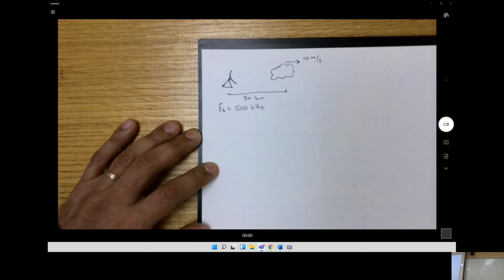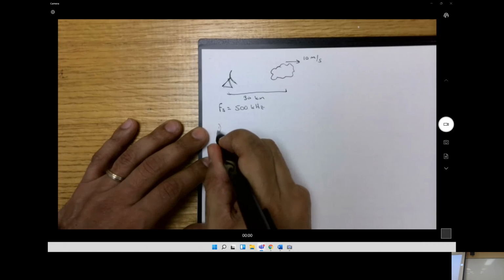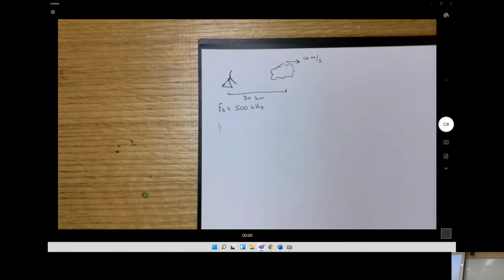Okay, so a couple of things I want to know. You can imagine that the radar is sending pings, little bursts of the signal. It sends a ping, waits for the ping to come back, and then looks at the shifted frequency, and it keeps doing that over and over. So I want to know how long it takes for each one of these pings to get back.